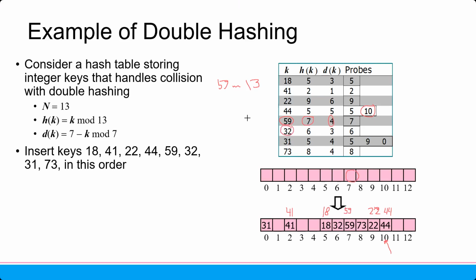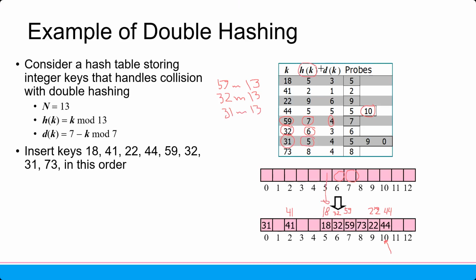Now let's move to 32. 32 mod 13 is 6. Position 6 is empty, so we put 32. Now let's move to 31. 31 mod 13 is 5. At 5, we already have a value, which is 80.